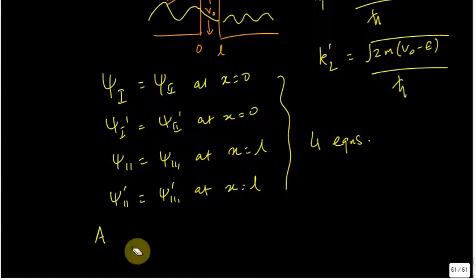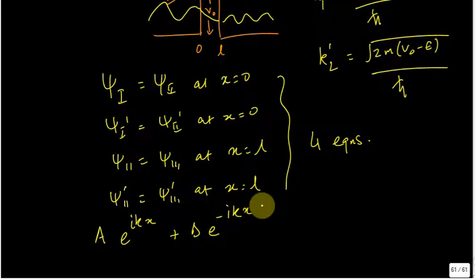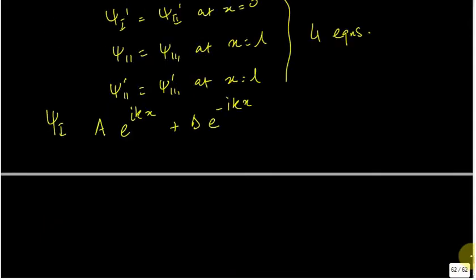A e to the power ikx plus b e to the power minus ikx. Yes? That would be psi 1. Differential: d psi by dx is psi 1 prime. Right?